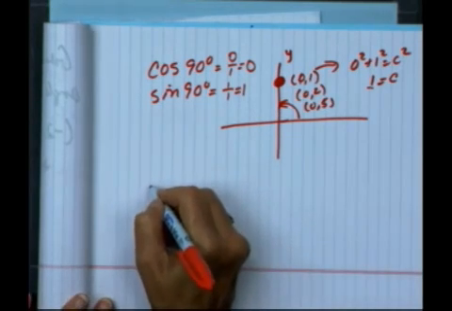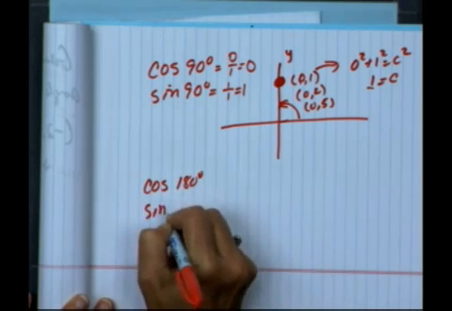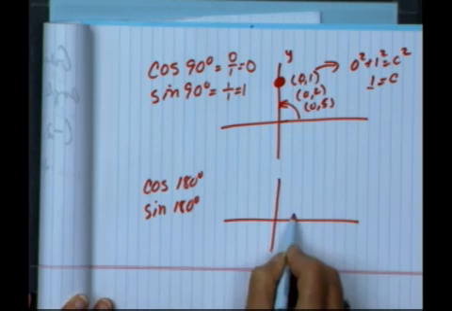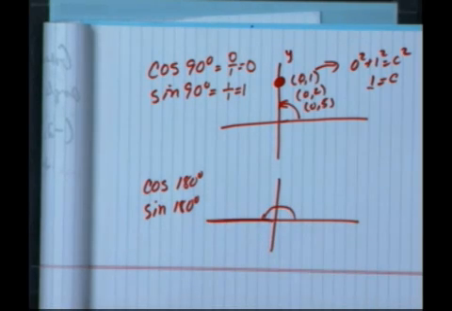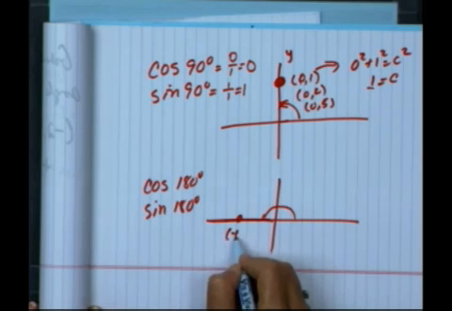What about the cosine of 180 degrees and the sine of 180 degrees? Okay, 180 degrees sends you all the way to the negative x-axis. I can put any number I want to on here. I'll just pick an easy one like negative 1, 0.